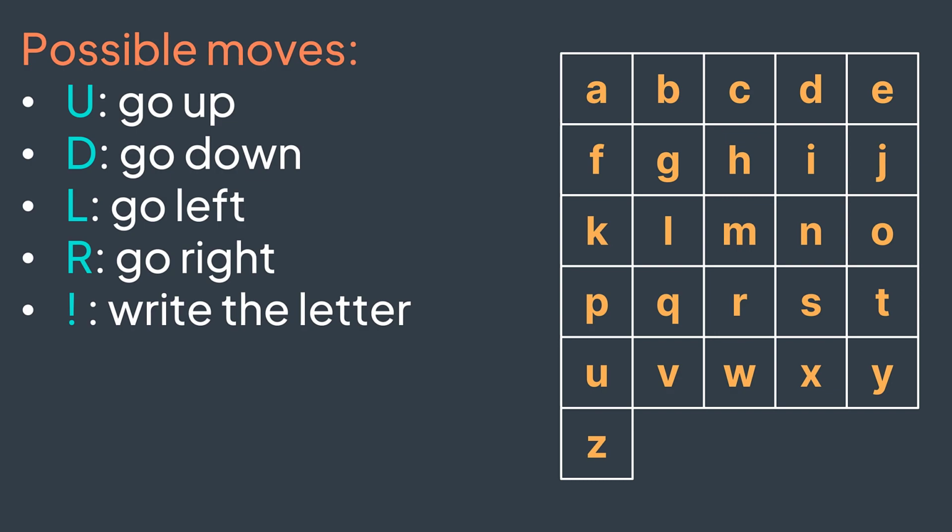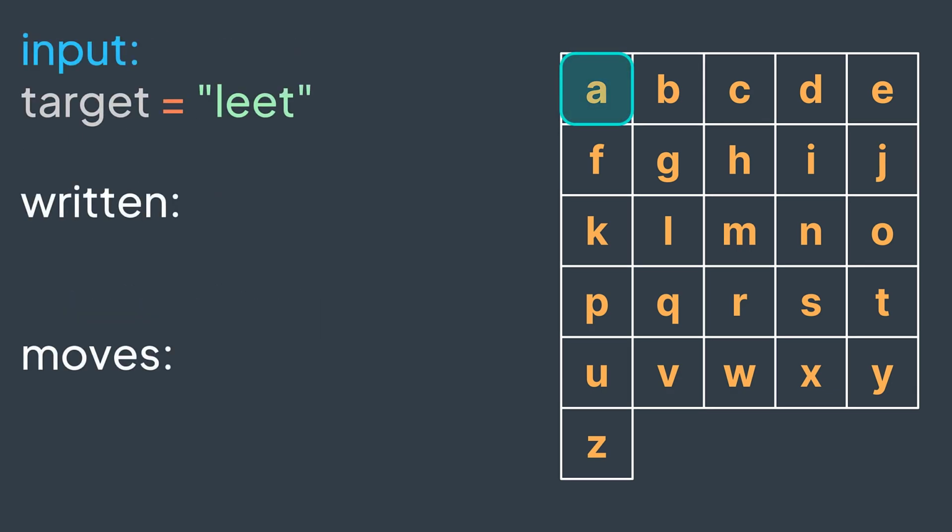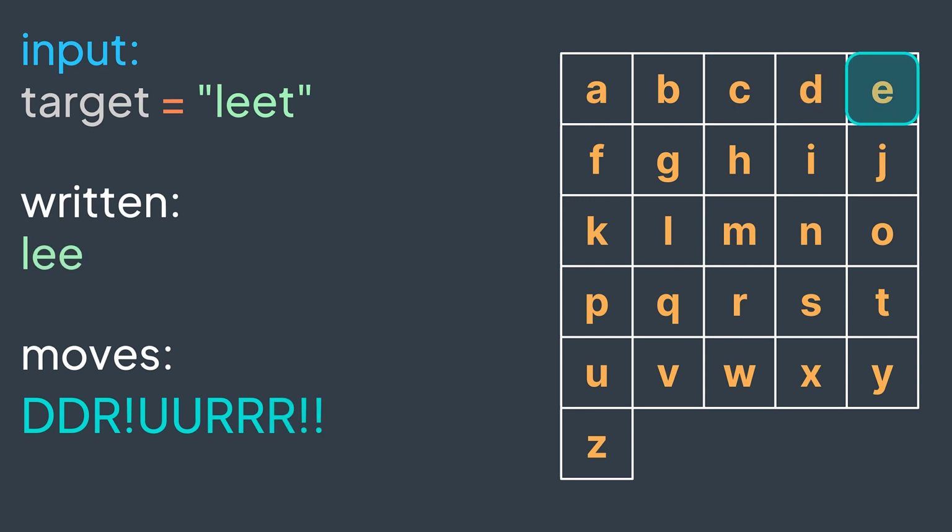Note that the board doesn't change, we always start from the top left cell and we cannot go out of the board. For example, if the target is Leet, we start from the top left cell, then we go down, down, right, we go up, then up, right, right, right, we write, then down, down, down, we write, and we finished. As output, we get D, D, R, exclamation mark, U, U, R, R, R, exclamation mark, D, D, D, exclamation mark.